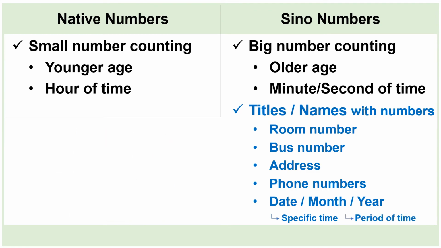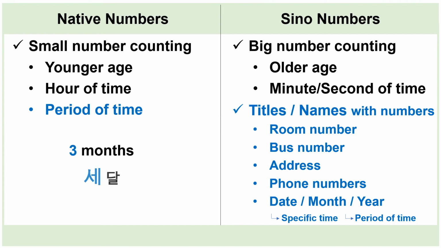For example, 3 months is 3개월 in the Sino numbers. And in this case as well, this 개월 is the unit of month as a Sino-Korean word. But this period of time can also be said with the native numbers if the period is short, like 3달. And of course, this 달 is also a native Korean word.